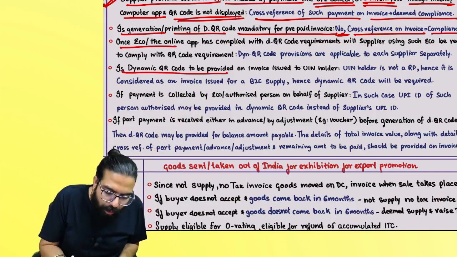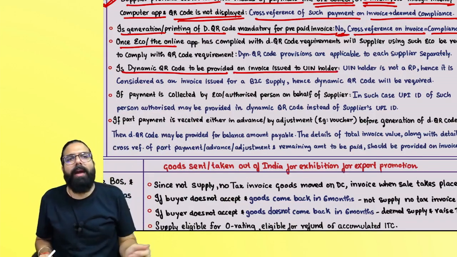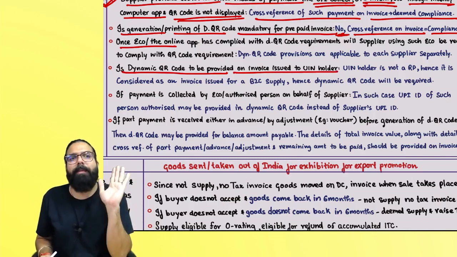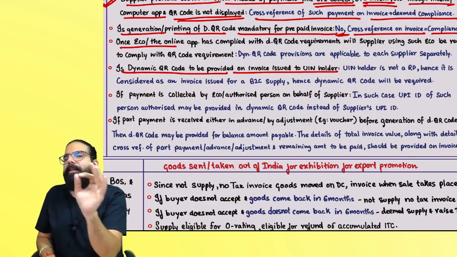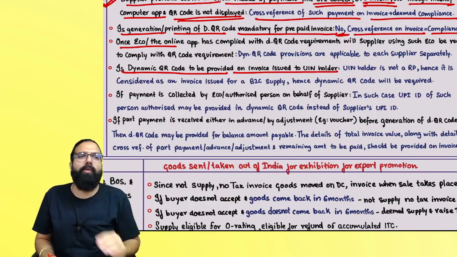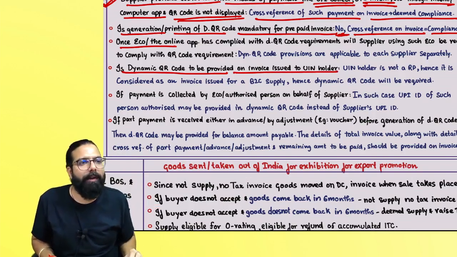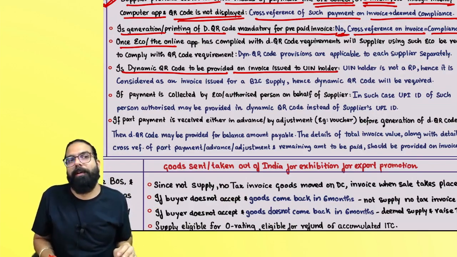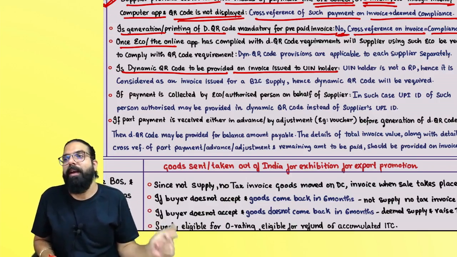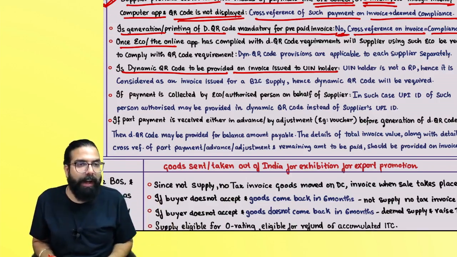Is dynamic QR code to be provided on an invoice given to a UIN holder? Yes, sir. UIN holders are B2C supplies. Always remember, whenever you are supplying B2C supplies, you are required to give a dynamic QR code, because UIN holders are not registered persons. When you read the definition of registered person, it does not talk about UIN holders. Can I go ahead, everyone?